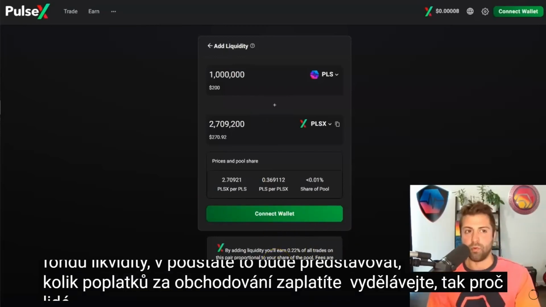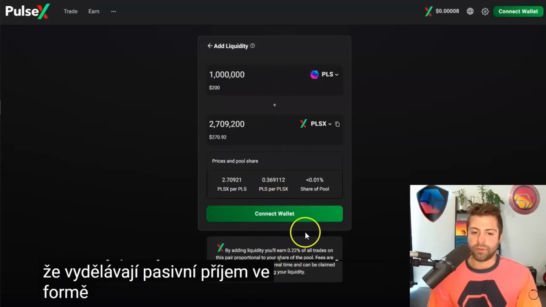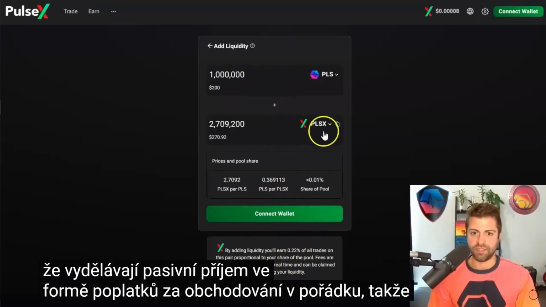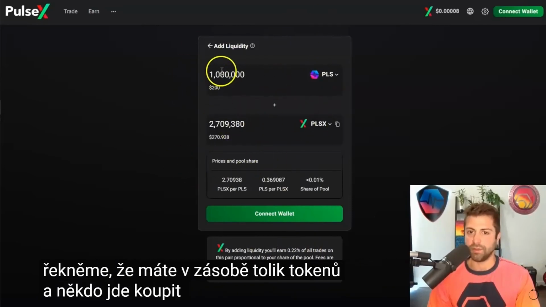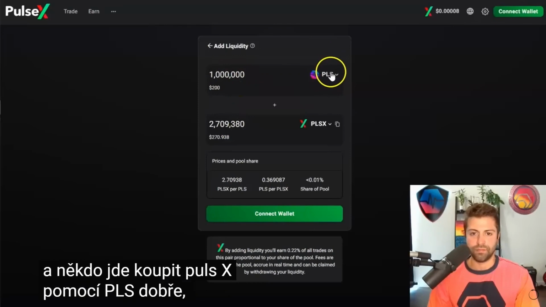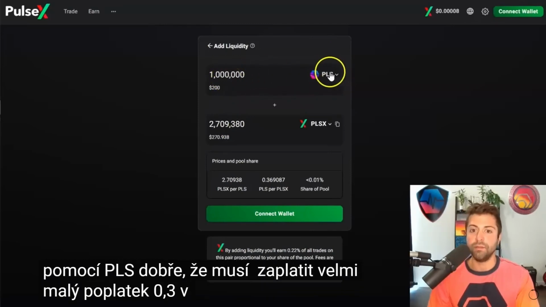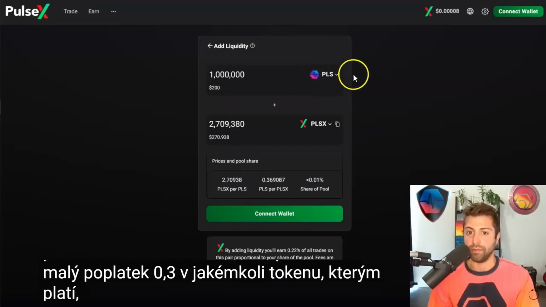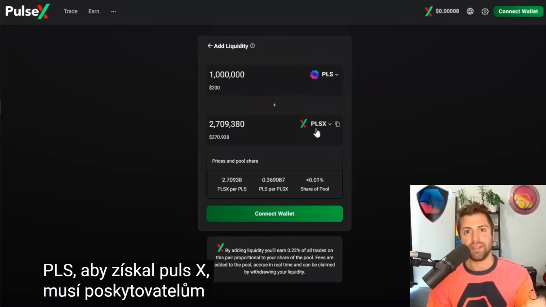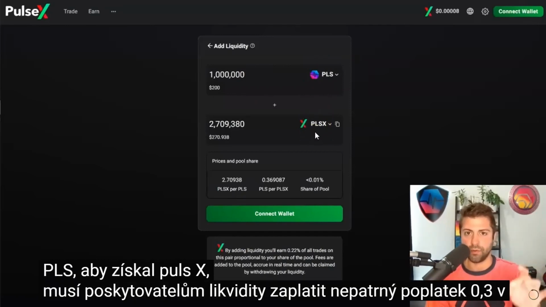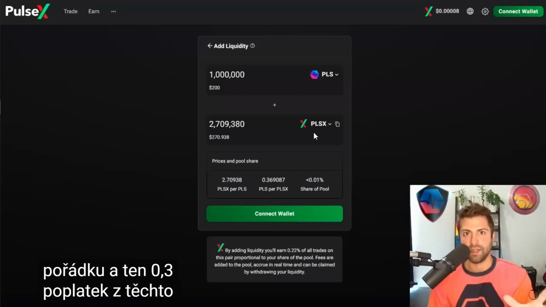So why do people want to provide liquidity, right? It's so that they earn passive income in the form of trading fees, okay? So let's say you've got this many tokens in the pool and somebody goes to buy PulseX using PLS. Well, they have to pay a very tiny 0.3% fee in whatever token they're paying with. So if somebody's paying in PLS to get PulseX, they have to pay a tiny 0.3% fee to the liquidity providers, okay?